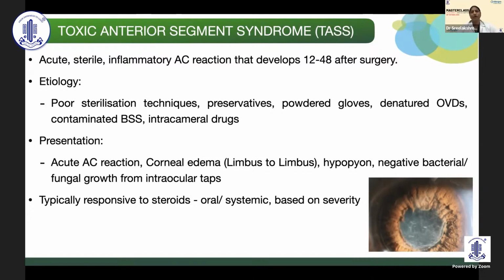So once you encounter this situation, you need to have a complete analysis of your fluids and your instrumentation, everything to be reviewed and sent to the labs, and also a complete review of your OR and your sterilization methods. And when this inflammation responds to steroids, you need to be watchful of endothelial cell toxicity. So you need to perform the specular microscope once the patient is back after 3 or 4 months, to do the specular cell count.